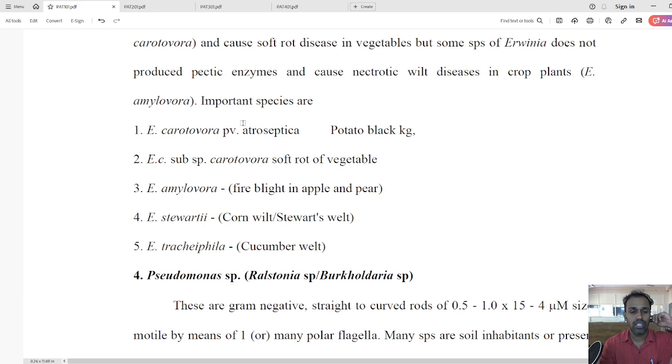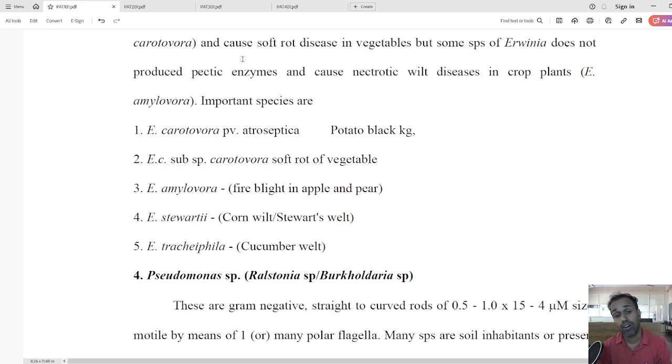Erwinia has some very important diseases: Erwinia carotovora, which causes potato blackleg disease, Erwinia carotovora pv. atroseptica, and Erwinia amylovora, the first disease, fire blight of apple. Erwinia stewartii, now renamed Pantoea stewartii, causes Stewart's wilt. Amylovora affects apple, pear and the like. Stewartii affects corn, sweet corn, maize and the like.